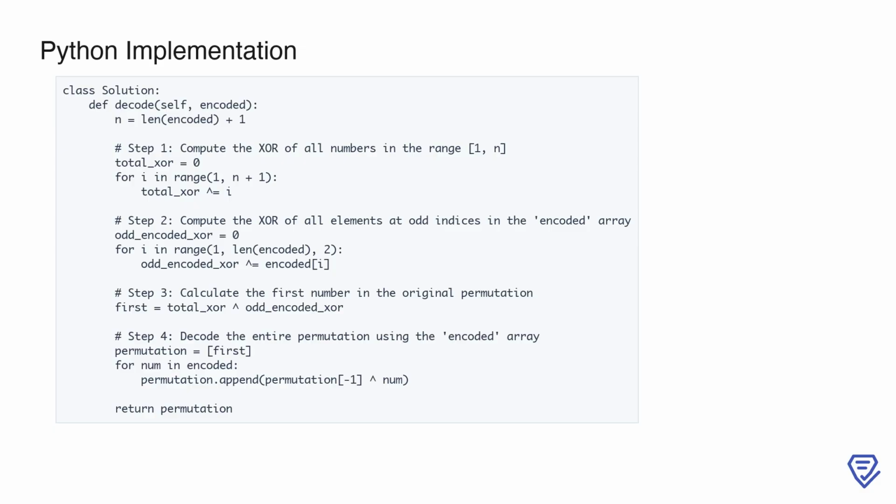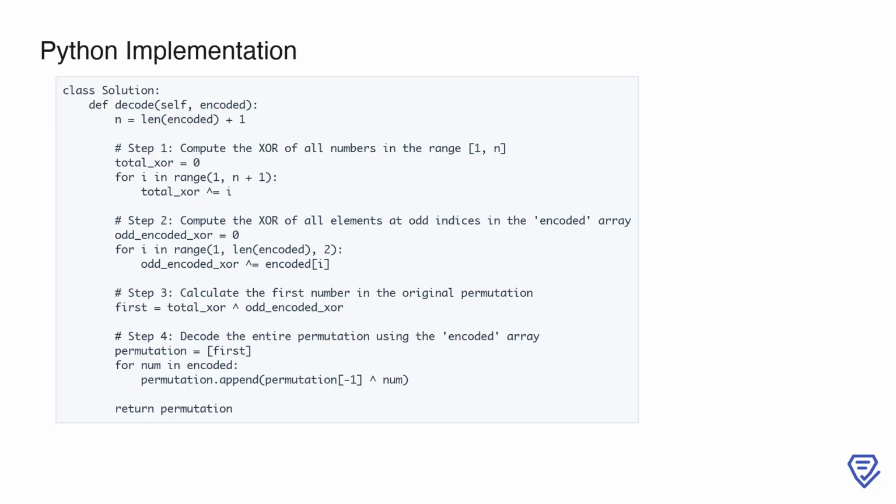5. Step 4. Reconstruct the entire permutation. Using the first number and the encoded array, we can iteratively compute the remaining permutation. Each next number is obtained by XORing the previous number with the current element in the encoded array.